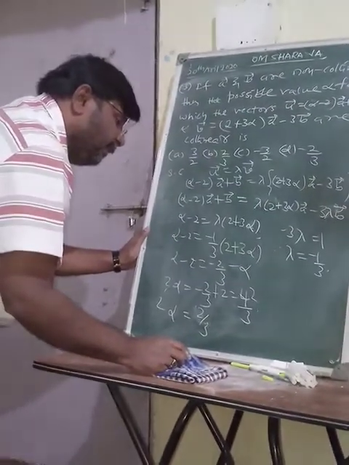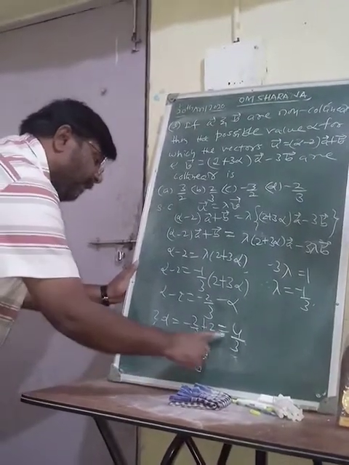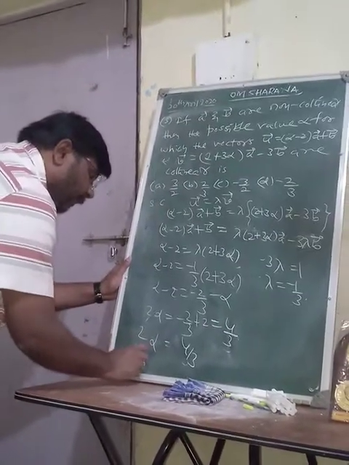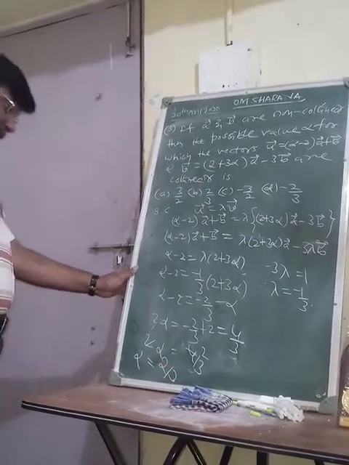Sorry. 2 alpha equals 4 by 3. So alpha equals 2 ones are 2, 2 twos are 4. The alpha value is 2 by 3.